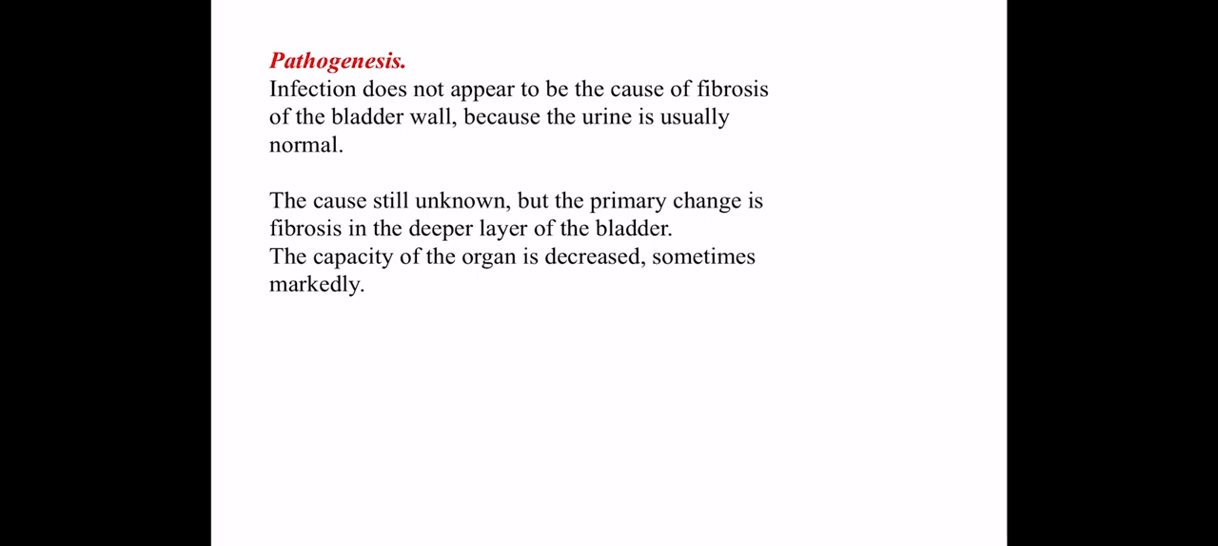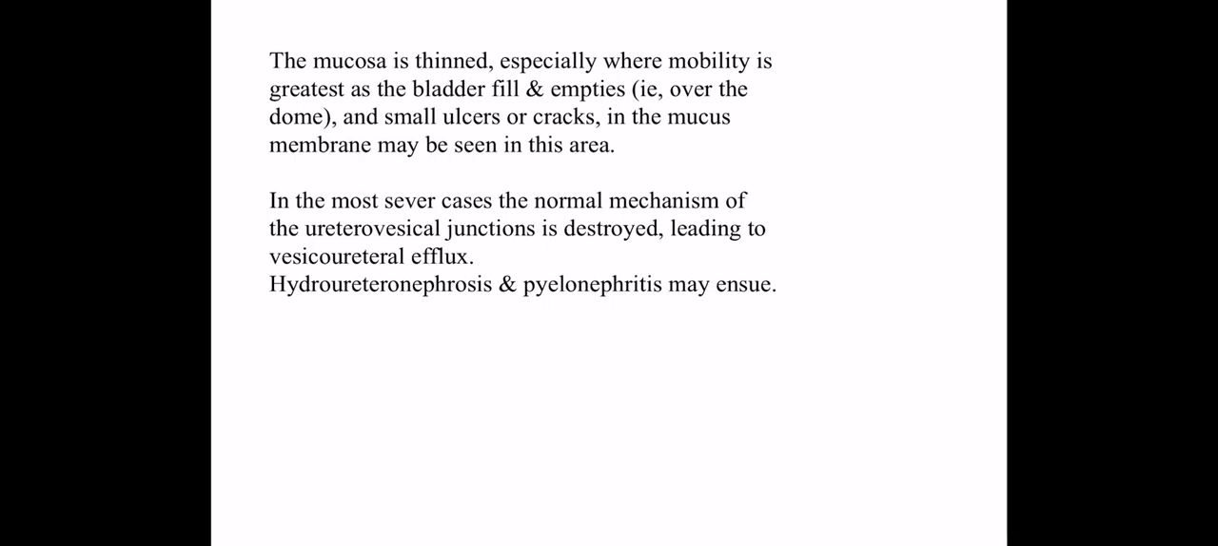Pathogenesis: infection does not appear to be the cause of fibrosis of the bladder wall because the urine is usually normal. The cause is still unknown, but the primary change is fibrosis in the deeper layer of the bladder wall. The capacity of the organ is decreased, sometimes markedly. The mucosa is thinning, especially where the mobility is greatest as the bladder fills and empties, i.e. it's over the dome.